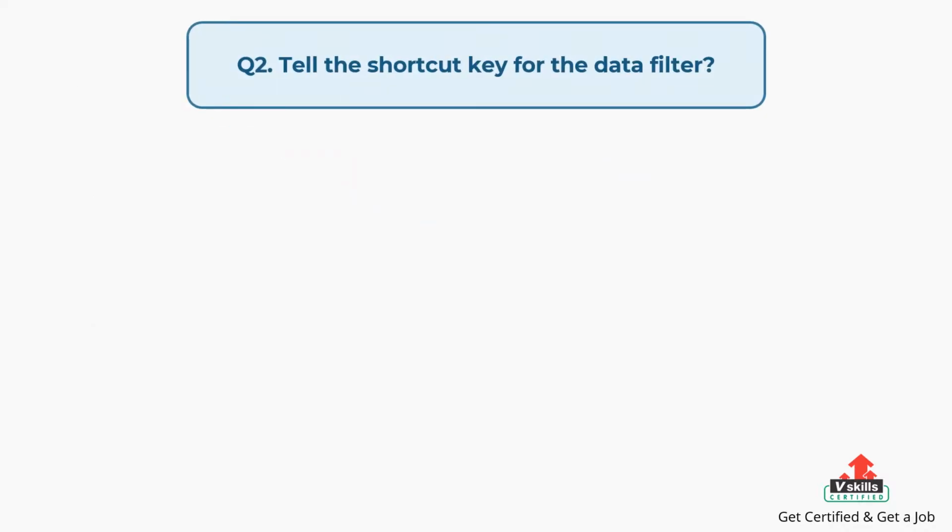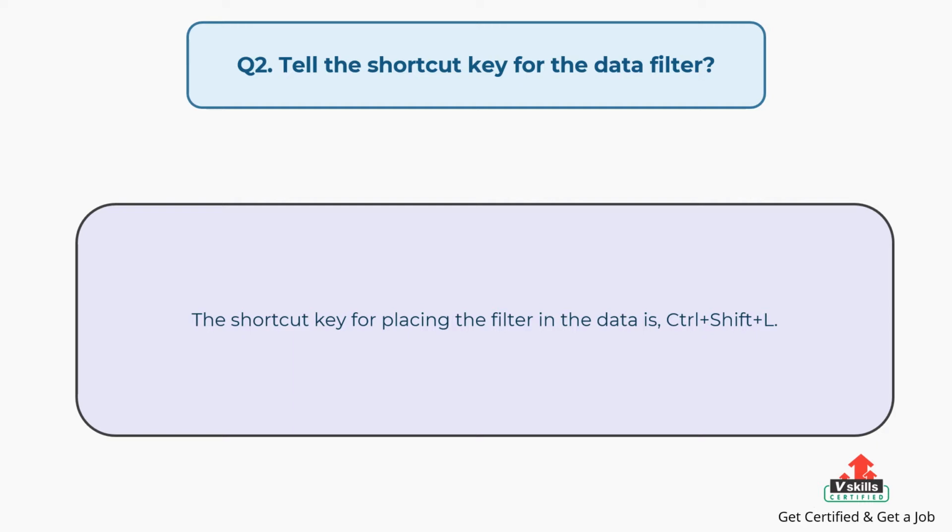Question number 2. Tell the shortcut key for the data filter. The answer is, the shortcut key for placing the filter in the data is Ctrl plus Shift plus L.